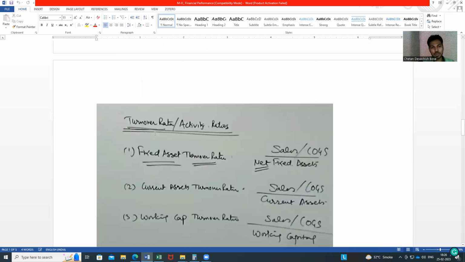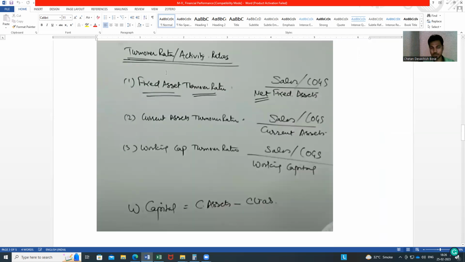Now let us move to the next ratio, known as turnover ratio or else activity ratio. Activity and turnover. Well, turnover is a synonym for sales.